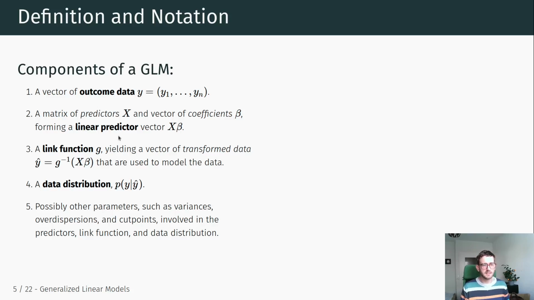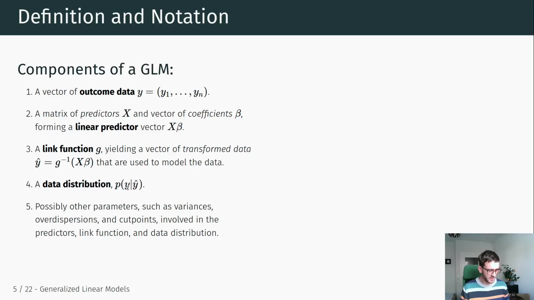And this link function g basically transforms our linear predictor into our y hat, so into basically a prediction, either a probability or some other kind of transformed data that we can use for prediction in the end. We need this y hat because ultimately this y hat is needed to create predictions from our data distribution.